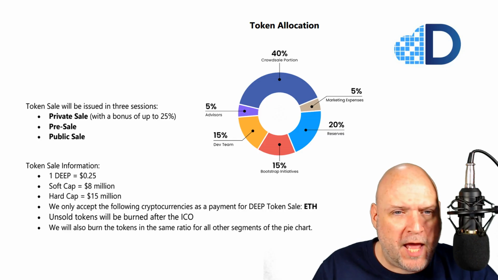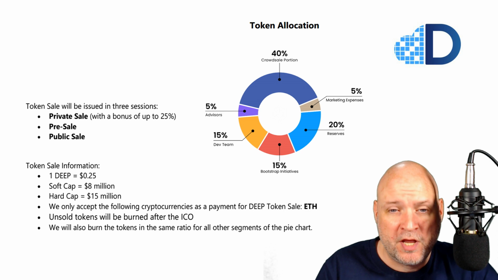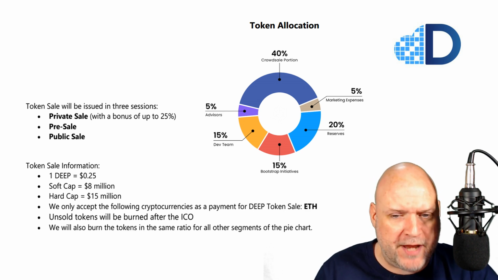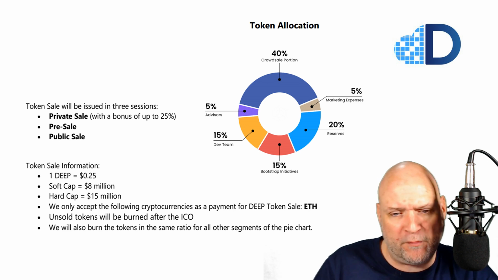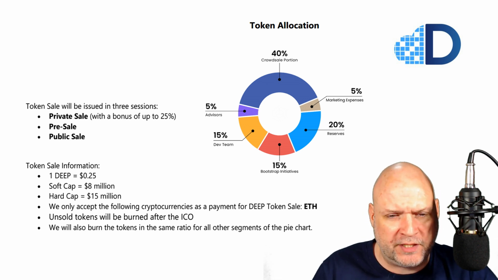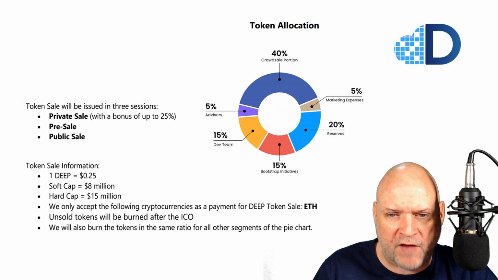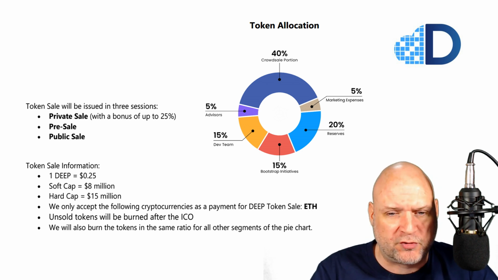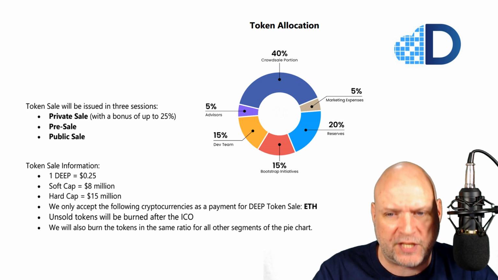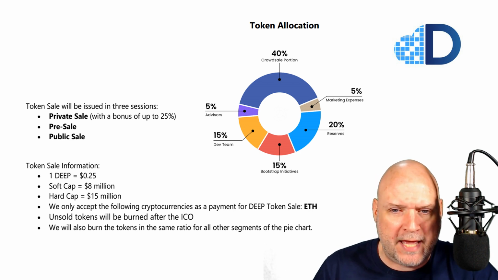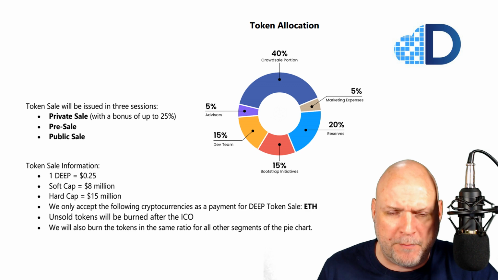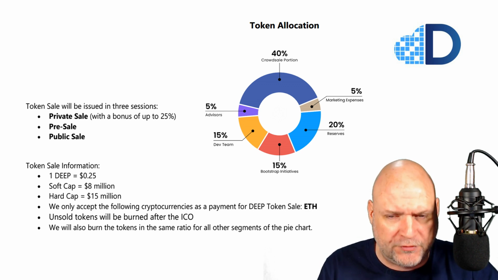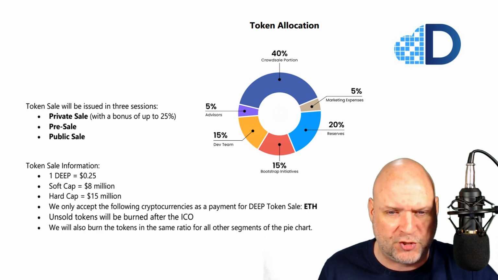So the total supply is 200 million Deep tokens. 40% of that will go to the crowd sale, 5% to marketing, 20% to reserves, 15% for bootstrapping, 15% goes to the dev team, and 5% goes to the advisors. Now, the dev team tokens are locked for 2 years, and the advisor tokens are locked for a maximum of 6 months. So private sale, I think, has been concluded already, but bonuses were 25%. The tokens will be locked for 3 months if you participated in the private sale, which is good.